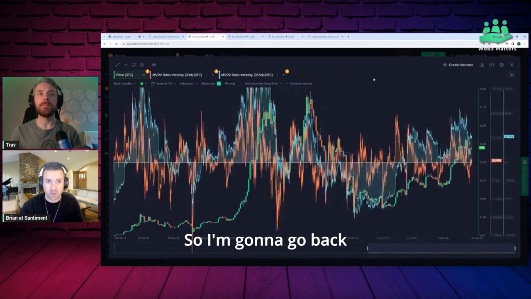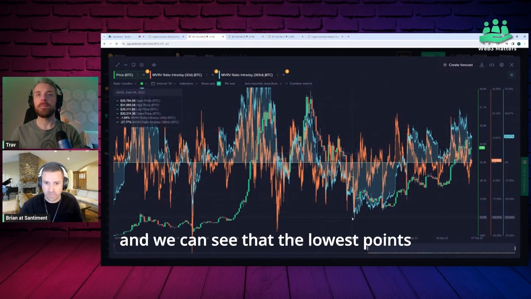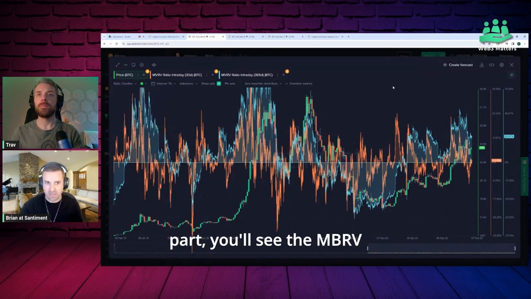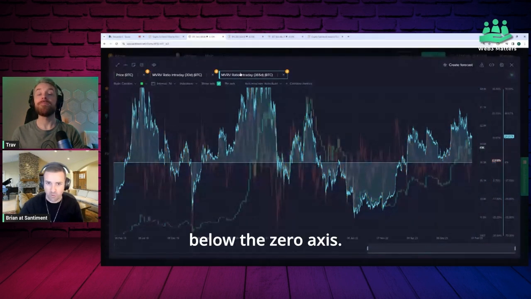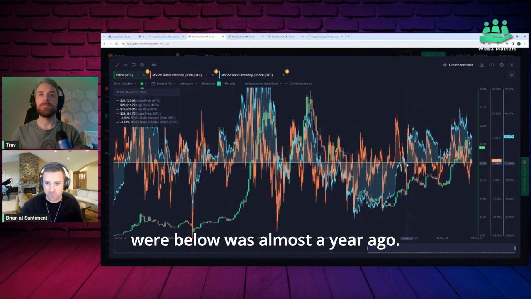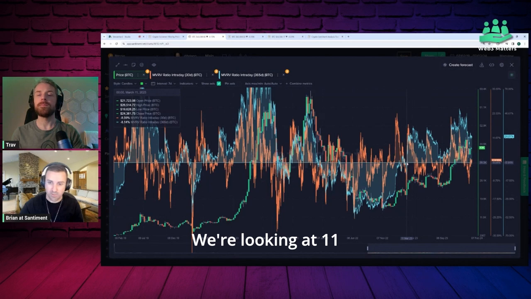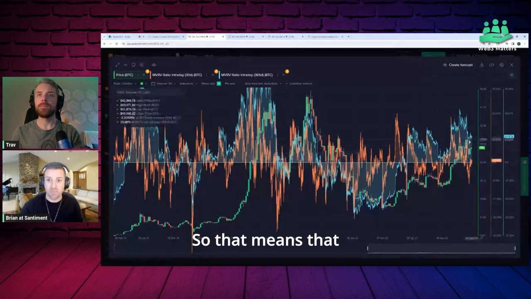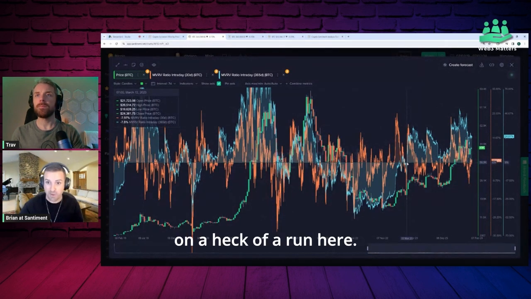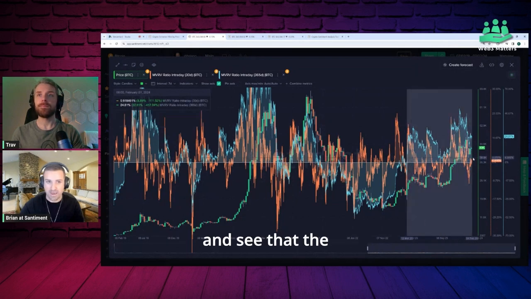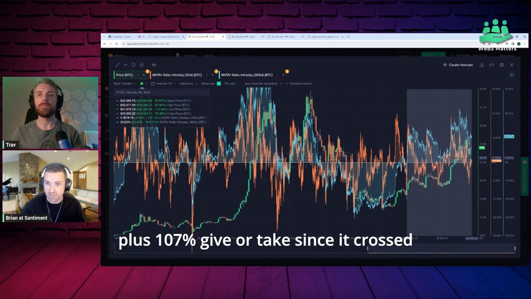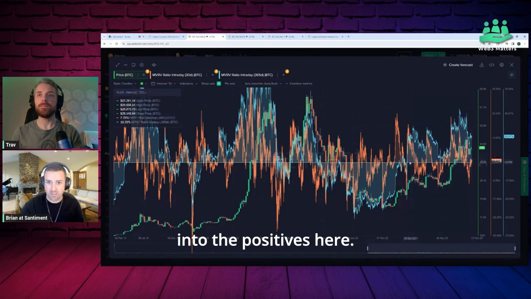Yeah, absolutely. So I'm going to go back 5 years really quick, and we can see that the lowest points were around June 2022. We got all the way down to about negative 46%. And for the most part, you'll see the MVRV spending an equal amount of time above or below the zero axis. The last time we actually were below was almost a year ago. We're looking at 11 months of the 365-day MVRV being above 0%. So that means that crypto has obviously been on a heck of a run here. And I can just hold down shift and go like that and see that the price of Bitcoin is plus 107%, give or take, since it crossed into the positives here.